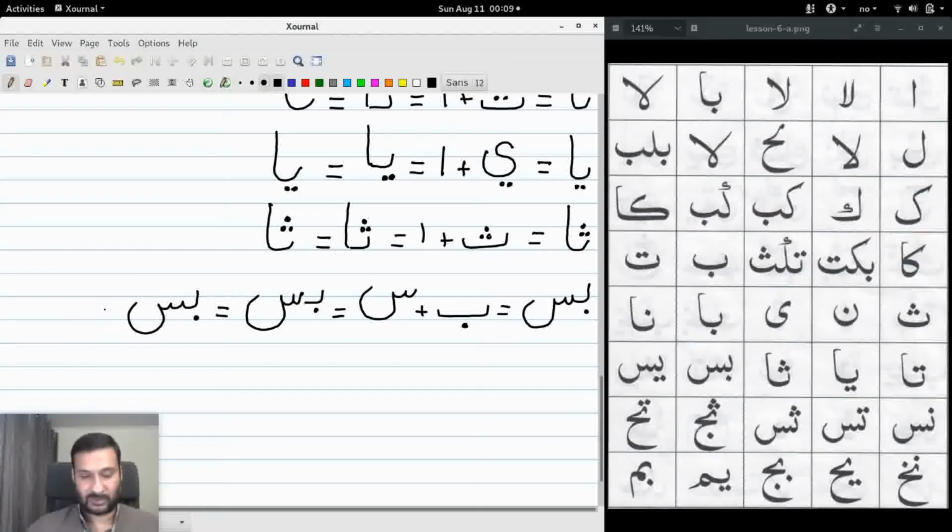I'll write one more time. I could have written it like so, but then it's very difficult to see where sin is starting, right? Unless there's a dot, of course, but still a bit difficult.